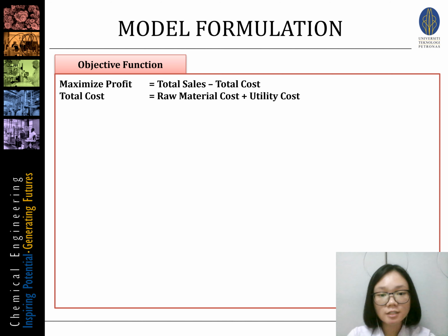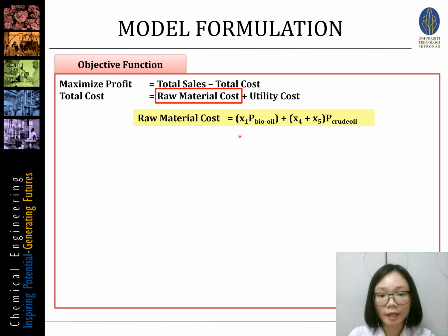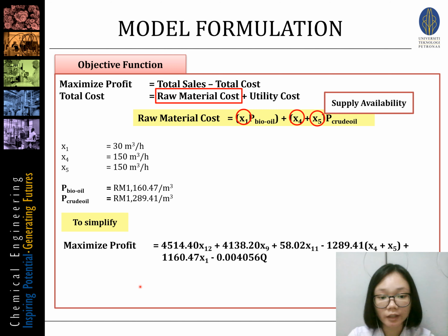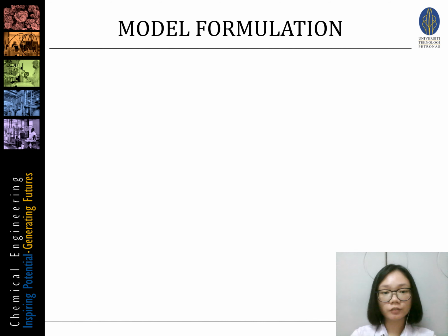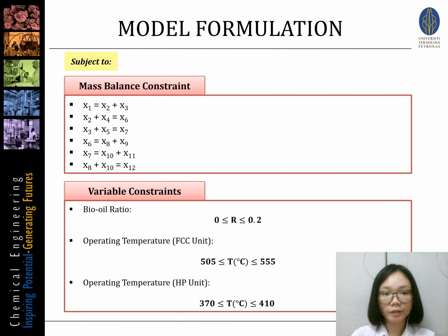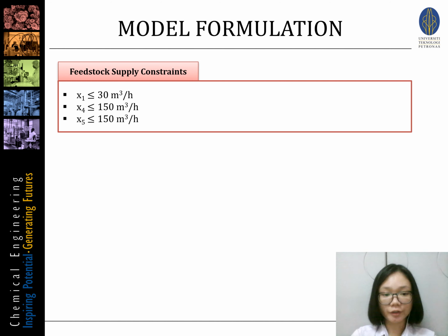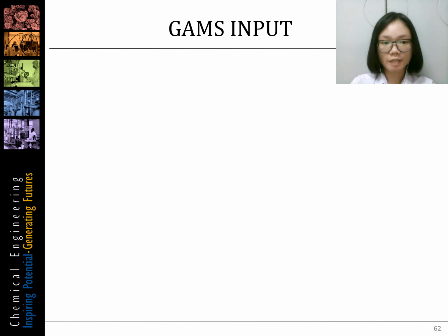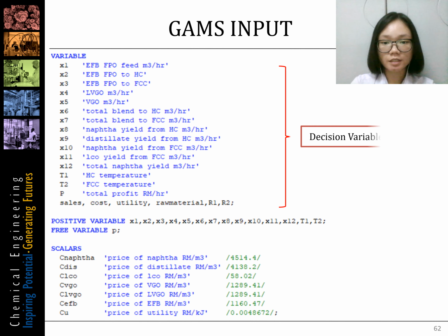Moving on next, let's look at the raw material cost equations. The X1, X4, X5 are the supply availability, and this is the cost constant used for the raw material cost, and hence to simplify, this is the final form of the objective function equations. So the objective function equation is subject to the mass balance constraint, the variable constraint, the feedstock supply constraint, and finally the non-negativity constraint.